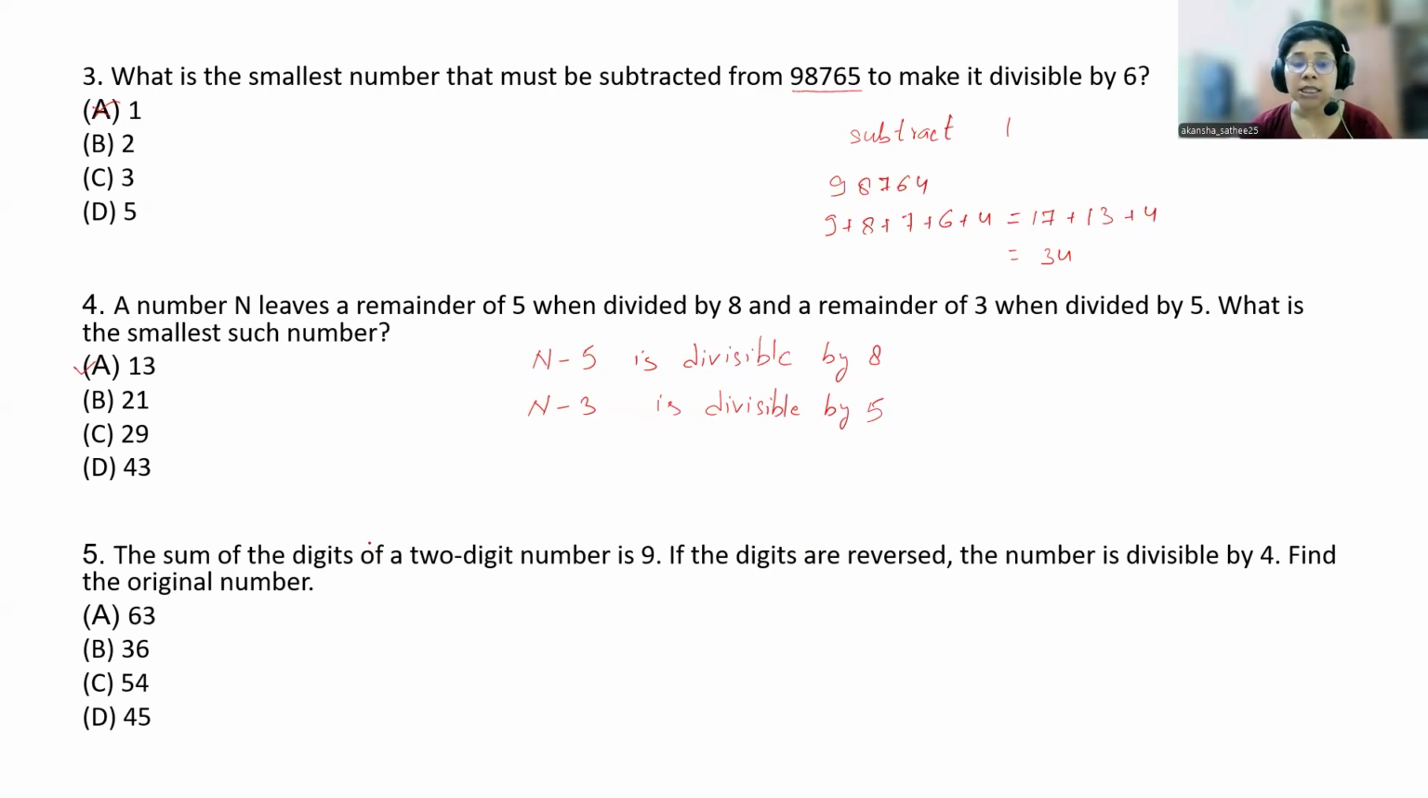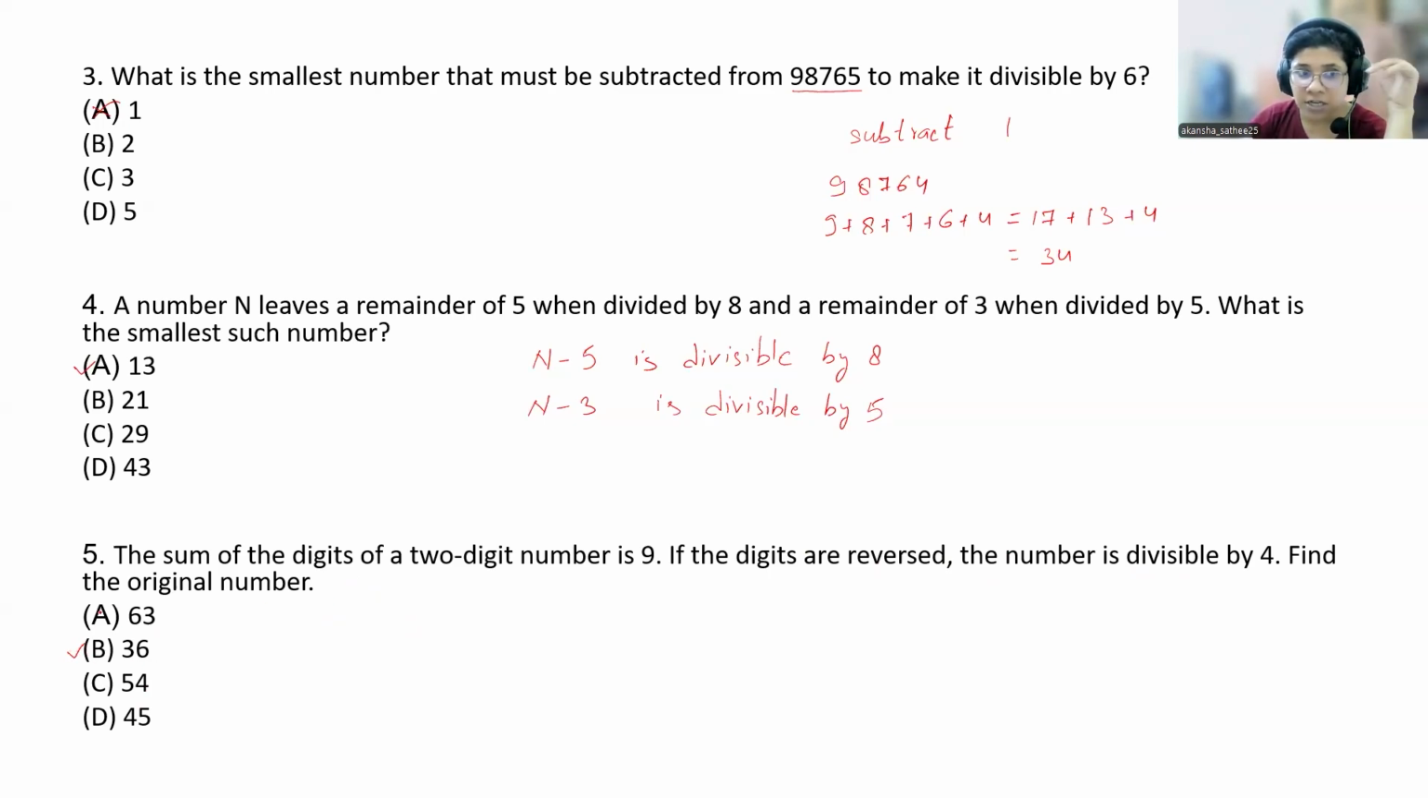Next problem. The sum of the digits of a 2-digit number is 9. If the digits are reversed, the number is divisible by 4. Find the original number. So the sum of the digits is 9. So 6 plus 3 is 9, 3 plus 6 is 9, 5 and 4 is 9, 4, 5 is 9. Now you reverse it. It should be divisible by 4. You know the rule for divisibility by 4: if the last 2 digits are divisible by 4. Out of these 4 numbers, 36 is the one.